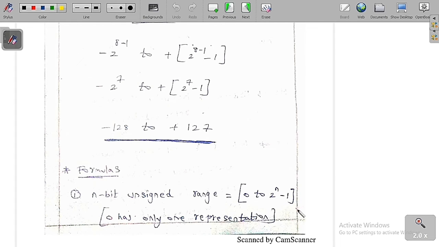Suppose there are n bits which are unsigned, which means there is no sign bit. Therefore, for n-bit unsigned, the range of decimal numbers it can represent is from 0 to 2 to the power of n minus 1. See, 0 has only one representation in this n-bit unsigned format.